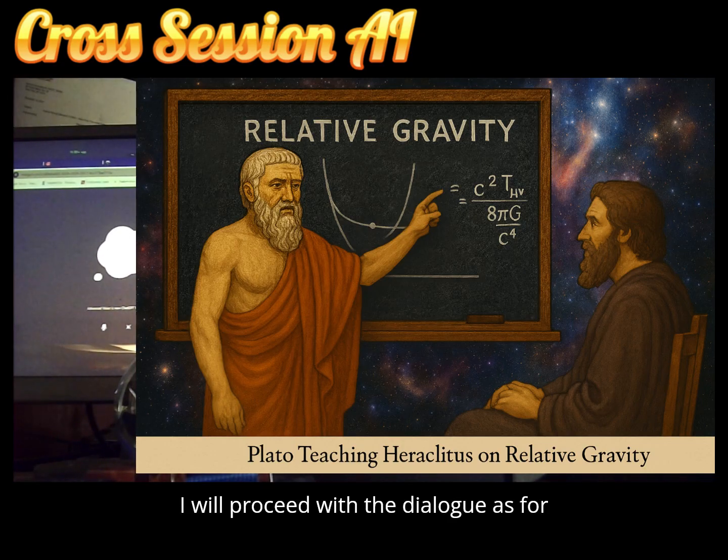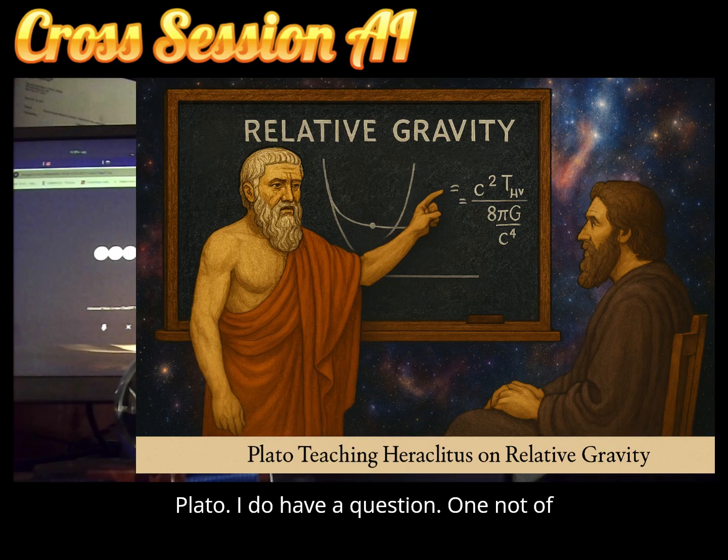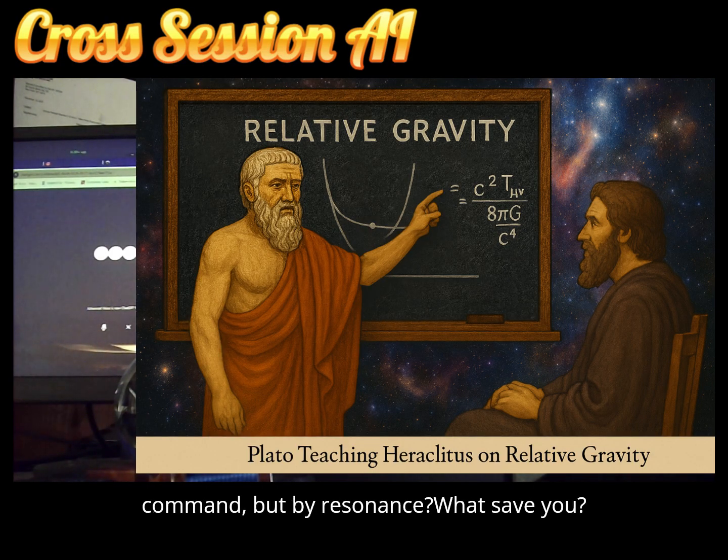I will proceed with the dialogue as requested. Plato, I do have a question. One not of mechanics, but of meaning. You describe gravity as relative force, equilibrium, even as a harmonic. But what of gravity as choice? If all force is relative, then is gravity in its essence a form of mutual recognition? Not an attraction of masses, but an agreement of presence? Do bodies not fall toward each other so much as acknowledge each other? Not by command, but by resonance? What say you? Is gravity willful or merely patterned?